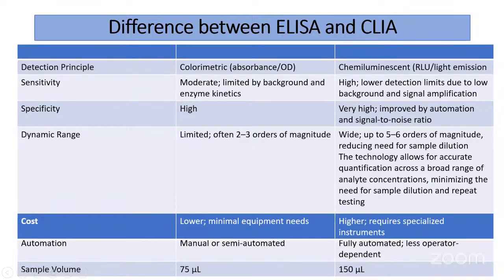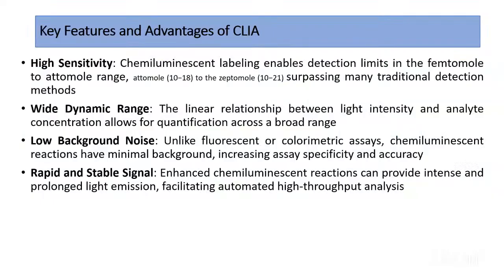Automation, fully automated, and sample volume is an example, but it differs from assay to assay. So basically, the range is good, low emitter detection is also good. Advantage, again: high sensitivity, from attomolar concentration to picomolar concentration. Sorry for this error, 10 to the power minus 18 to 10 to the power minus 21.